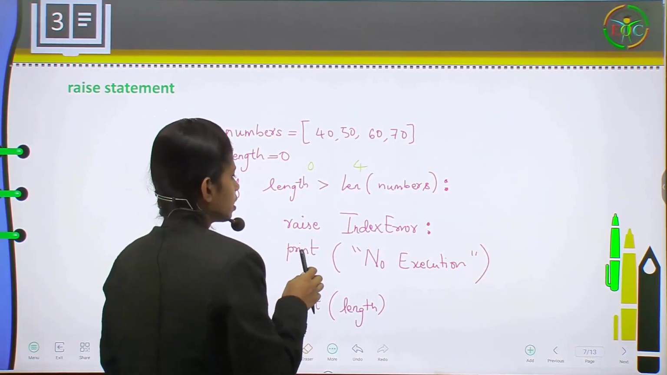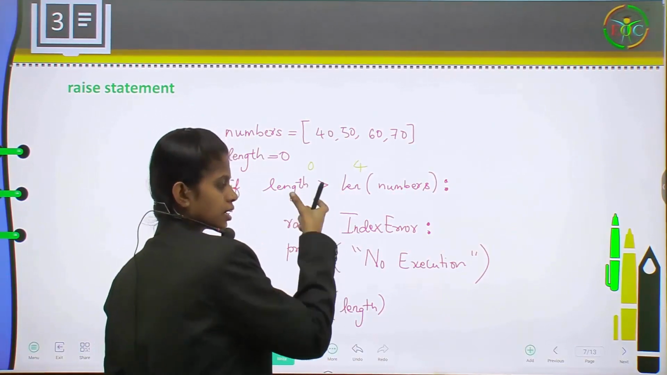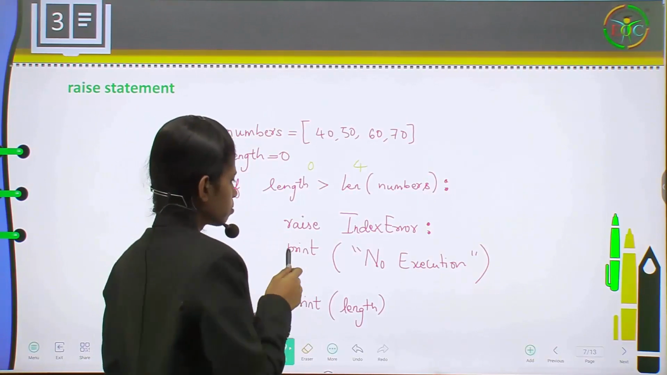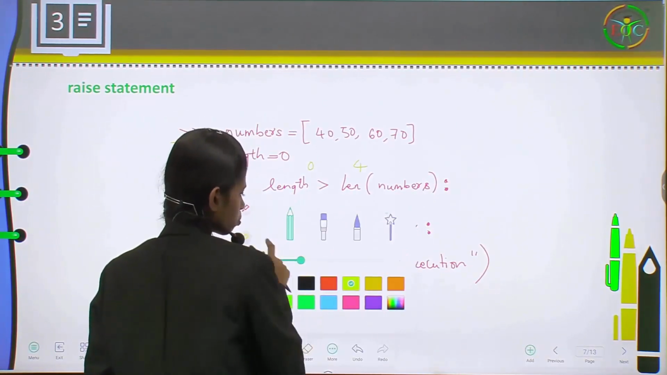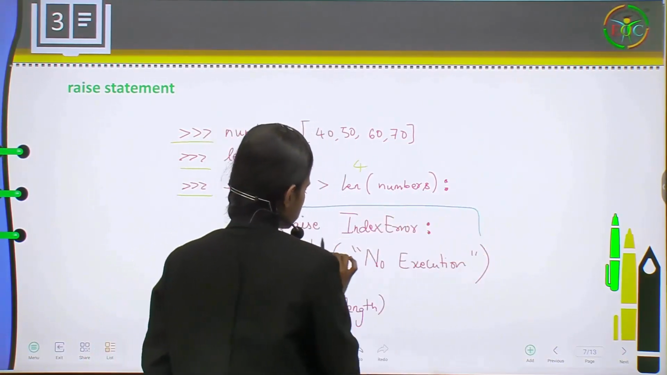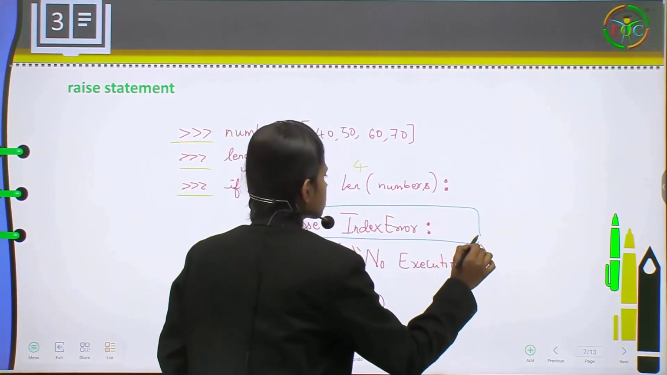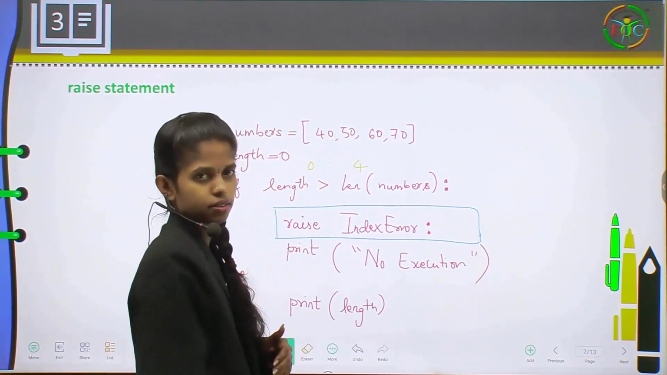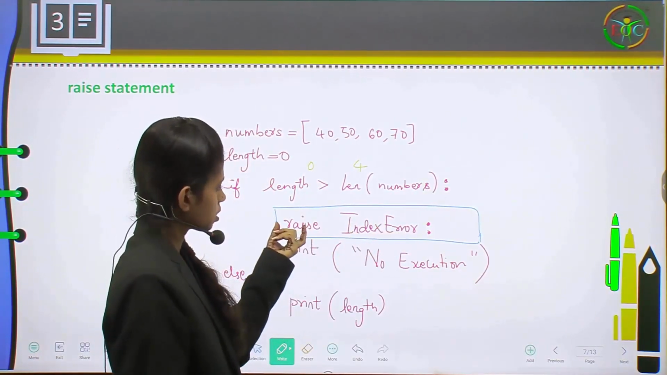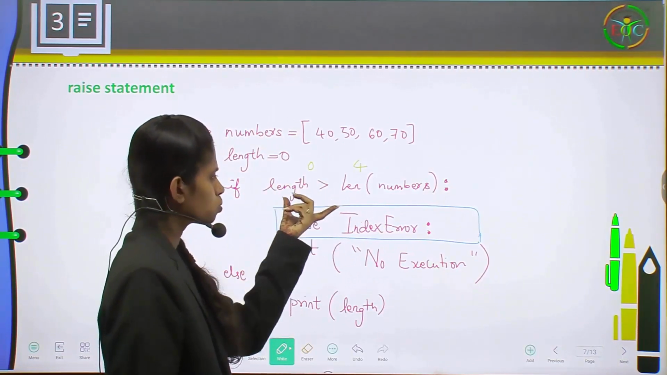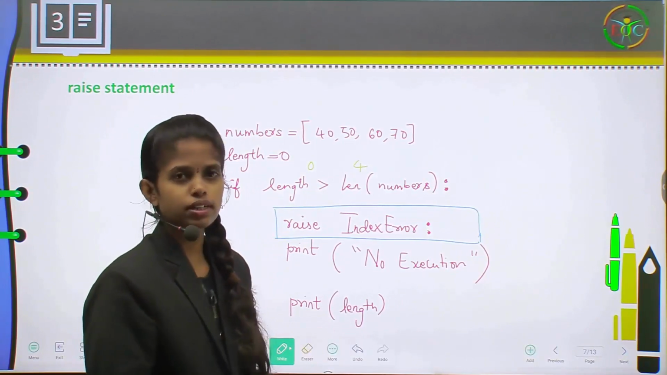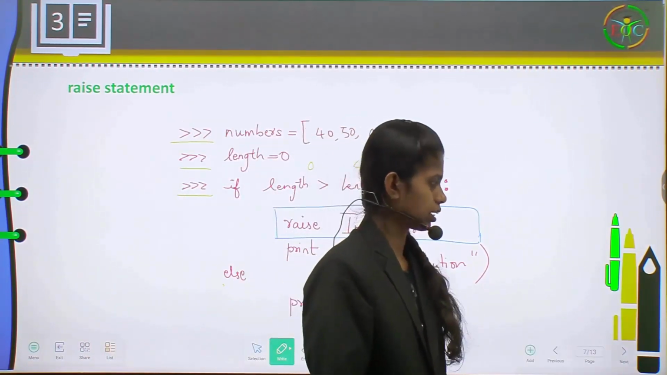So, as I said, an error will be raised, but how are you going to raise the error? This particular statement in your program is raising the exception. See, raise IndexError. This is the name of the exception, and raise is a keyword. If the condition is false, then it comes to the else part and it will print the length, whatever it is assigned there.